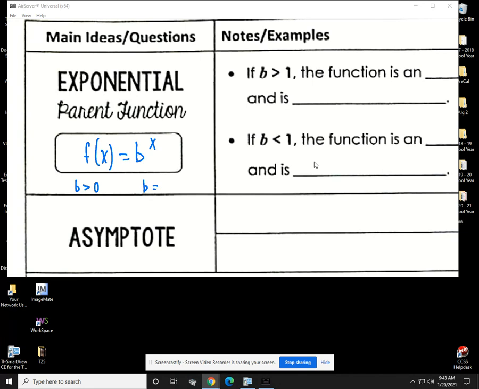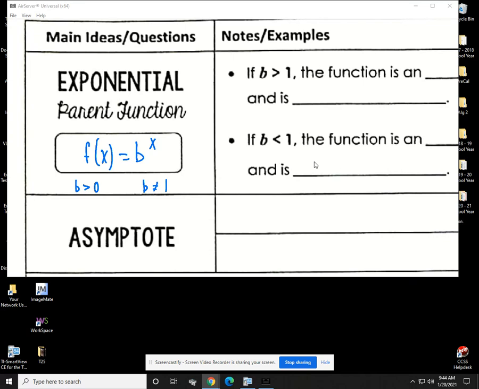B cannot equal 1. I mean, think about this. When we do exponents like this, if that base was a 1, what's 1 raised to any exponent in the world? Remember, raising it to an exponent means you multiply by itself. If I keep multiplying 1 by itself, it'll stay 1. So if I tried to graph that, it wouldn't be exponential at all. It would just be a horizontal line. So b cannot equal 1.